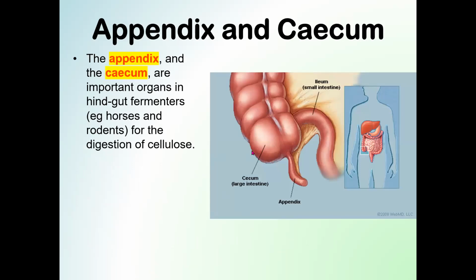Moving down the small intestine, we get to the cecum and the appendix. And they're both very important digestive organs in certain animals, which are called hind gut fermenters. I'll come to them a little bit later, like horses, for example. And that they're full of bacteria that break down cellulose and so on.